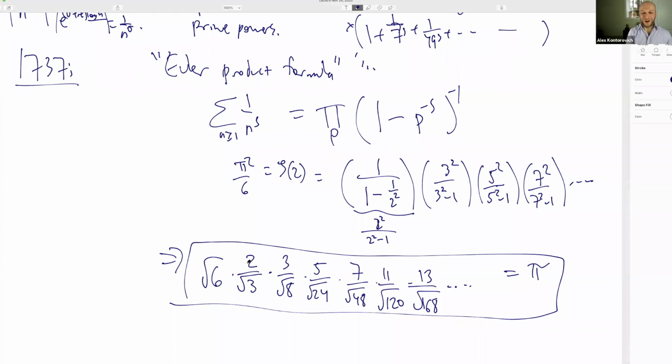And the numerators are primes, and the denominators are the prime squared minus 1, square rooted. And there's an extra factor of root 6 up front. Okay, that's just trivialities. What he does in 1737 is he proves a really beautiful theorem. Here's his theorem.